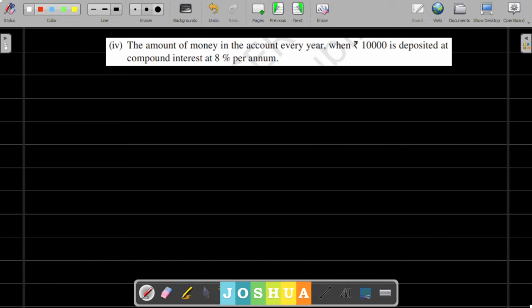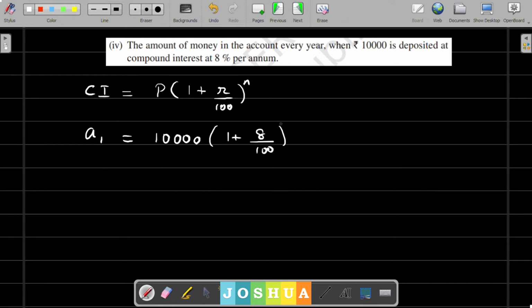The amount of money in the account every year when rupees 10,000 is deposited at compound interest at 8% per annum. The compound interest formula is a very simple one. Amount is equal to principal times (1 plus R upon 100) to the power of the number of years. I call the amount after the first year A1. That is equal to principal amount 10,000 times (1 plus 8 upon 100), number of years 1, so 10,000 times 1.08 power 1, and that is equal to 10,800.